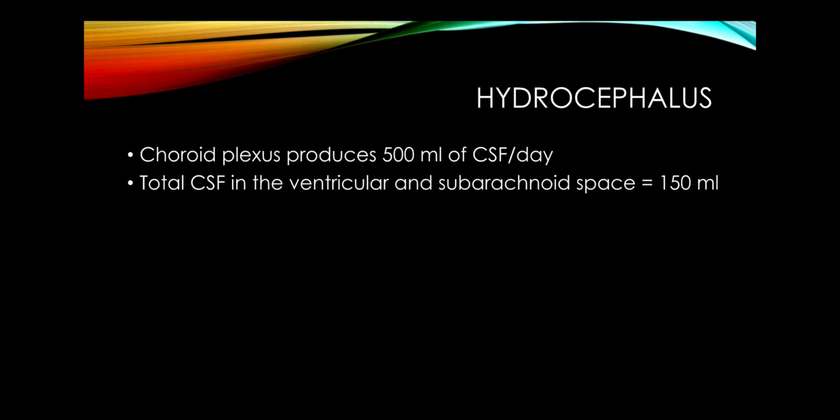So what can happen if CSF is not circulating normally? Well, this can lead to hydrocephalus. And I find this always amazing that the choroid plexus makes quite a lot of cerebrospinal fluid every day, about 500 cc's, yet the total CSF in the entire ventricular and subarachnoid space is only 150 mL. So what does that mean? This means the CSF must circulate efficiently and continuously out into the venous system. And if something blocks that flow, if you're still making CSF but it can't get out, then hydrocephalus can develop.